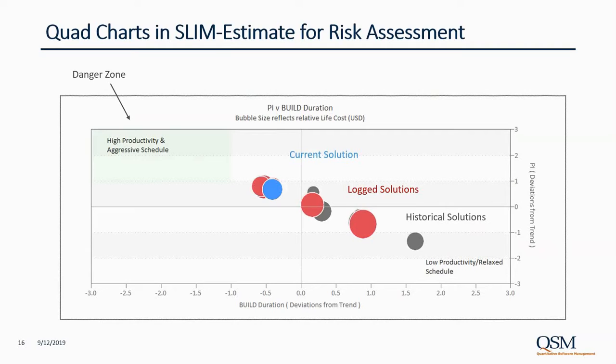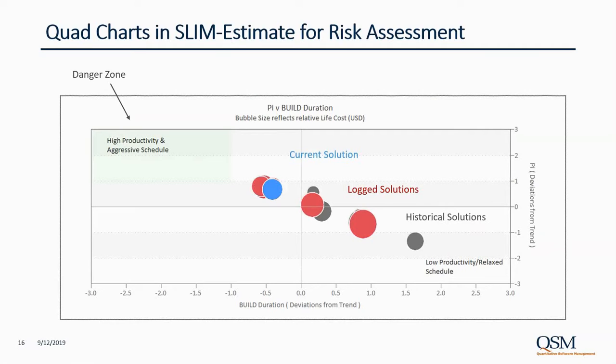So the quad chart provides an additional perspective to trend variance analysis with a three-dimensional view. The X and Y axes show that deviation from trend I was demonstrating, and so what we were looking at on the previous slide. This is productivity index on this axis over here, and we happen to have selected duration on the x-axis here, and you can see it says deviations from trends. So this is actually showing plus or minus 3 standard deviations.